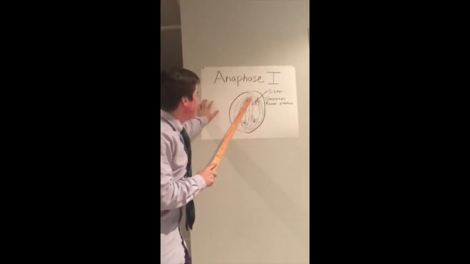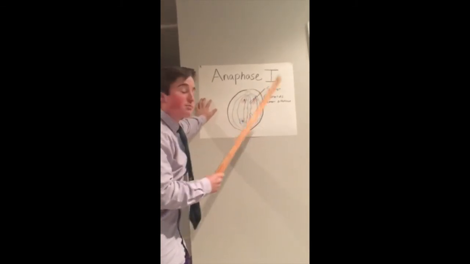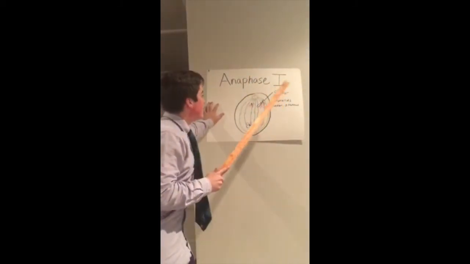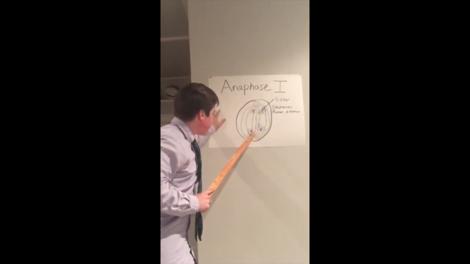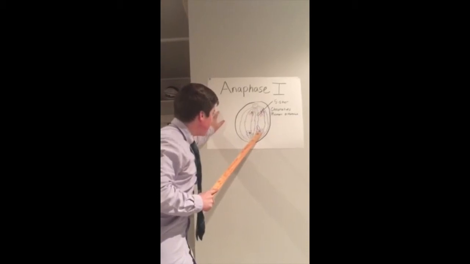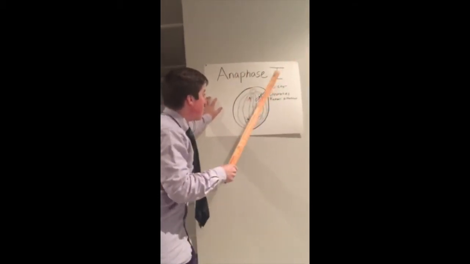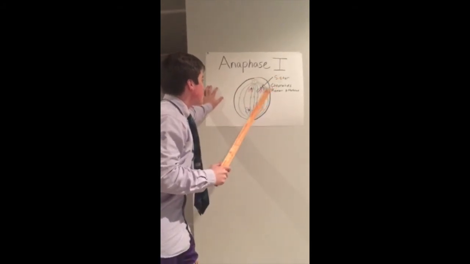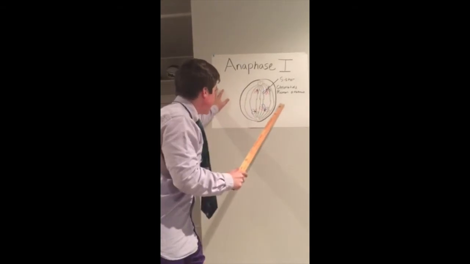We'll see here, the spindle is formed. The sister chromatids remain attached, but they're being pulled apart. You can still see the crossing over in the chromatids here. The homologous chromosomes are being pulled apart, separated, being pulled to opposite sides of the cell here.